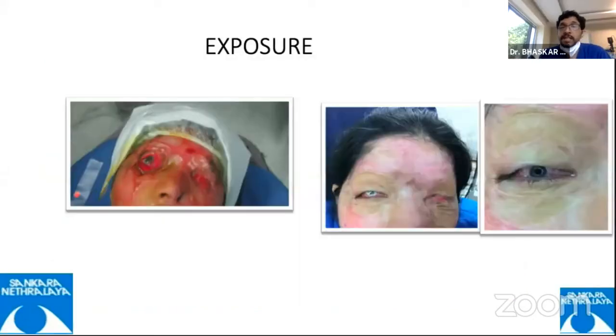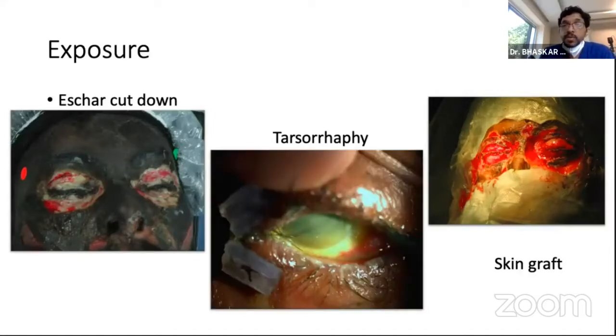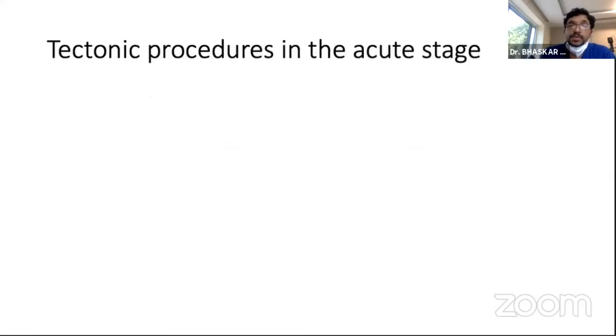Exposure is again something that needs to be addressed. If you have a very bad exposure, it can lead to perforation, and this lady needed multiple surgeries after that to get her to have reasonable vision. And if this has significant eschar, then the eschar needs to be cut down, or you need to have tarsorrhaphy to make sure that the ocular surface is closed.